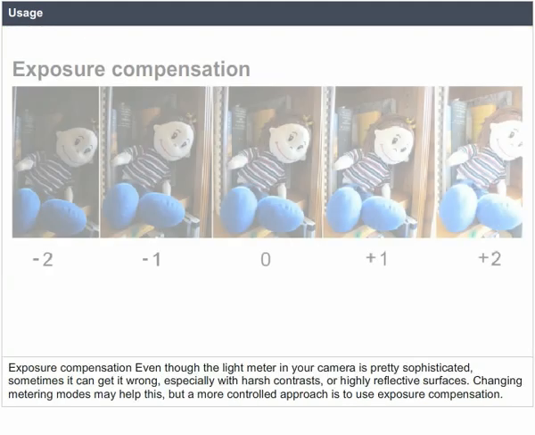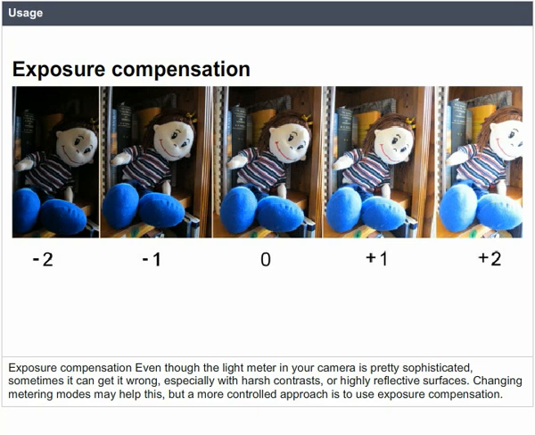Exposure compensation. Even though the light meter in your camera is pretty sophisticated, sometimes it can get it wrong, especially with harsh contrasts or highly reflective surfaces. Changing metering modes may help this, but a more controlled approach is to use exposure compensation. Snowy mountains without exposure compensation. The same place with exposure compensation.